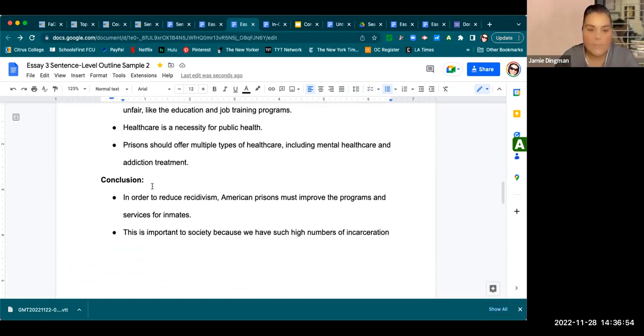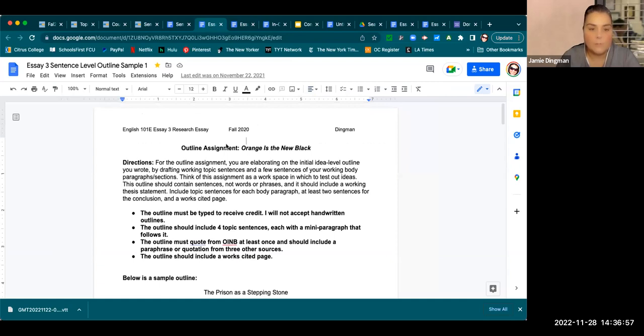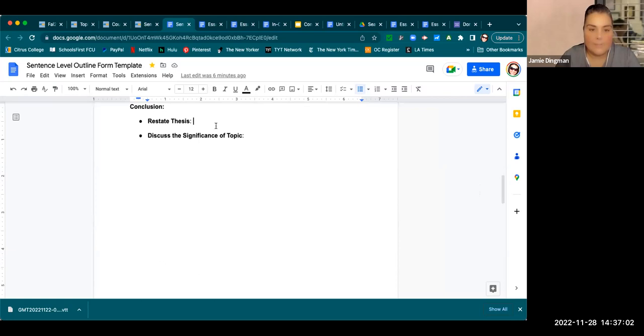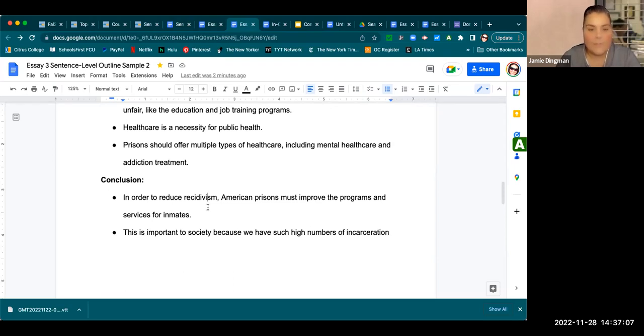Okay, so then in the conclusion, you'll see here on your form, let's go back here. Restate the thesis and discuss the significance of the topic. And you'll see here they have their thesis restated. In order to reduce recidivism, American prisons must improve the programs and services for inmates. And they have a sentence here for the conclusion. This is important to society because we have such high numbers of incarceration. Okay, so these two are also complete sentences and we would just build on them, right? But we have a couple of sentences to get us going for the conclusion.